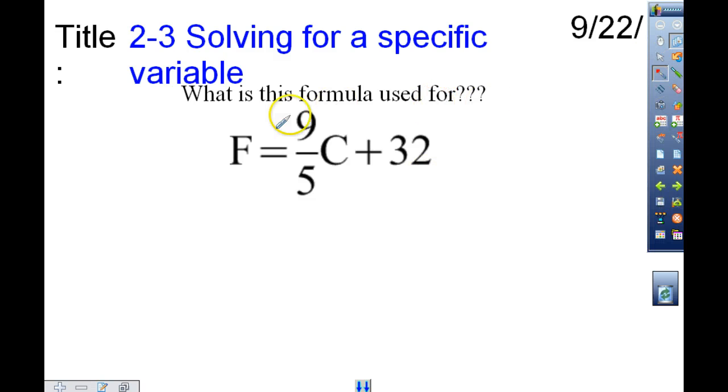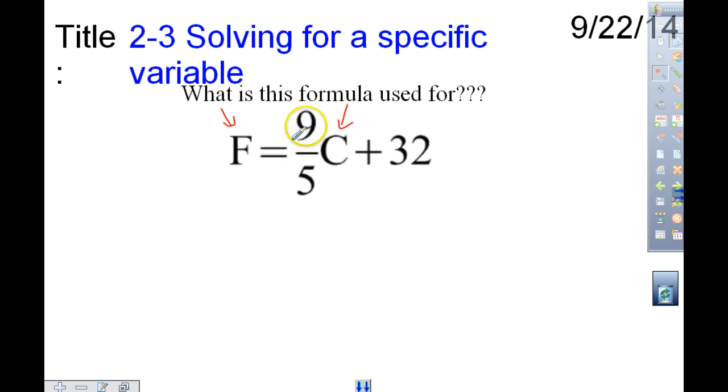So this formula we've used many times, especially in science. Just converts what? Fahrenheit to Celsius. Well, this one actually doesn't convert Fahrenheit to Celsius. What does this one do? Convert Celsius to Fahrenheit. So what you put in is Celsius. What you get out of it, the answer, is Fahrenheit. But that's going to be the next question.